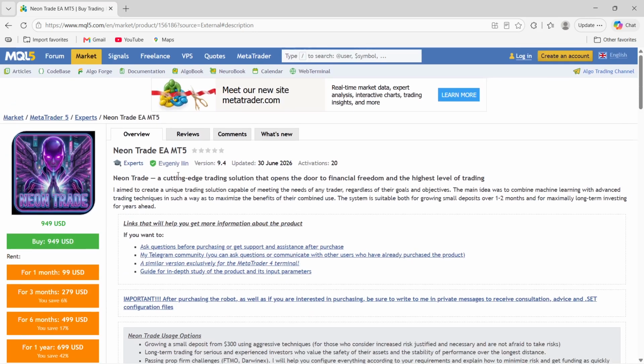So, according to the developer, he aims to create a unique trading solution capable of meeting the needs of any trader, regardless of their goals and objectives. His main idea was to combine machine learning with advanced trading techniques in such a way as to maximize the benefits of their combined use.